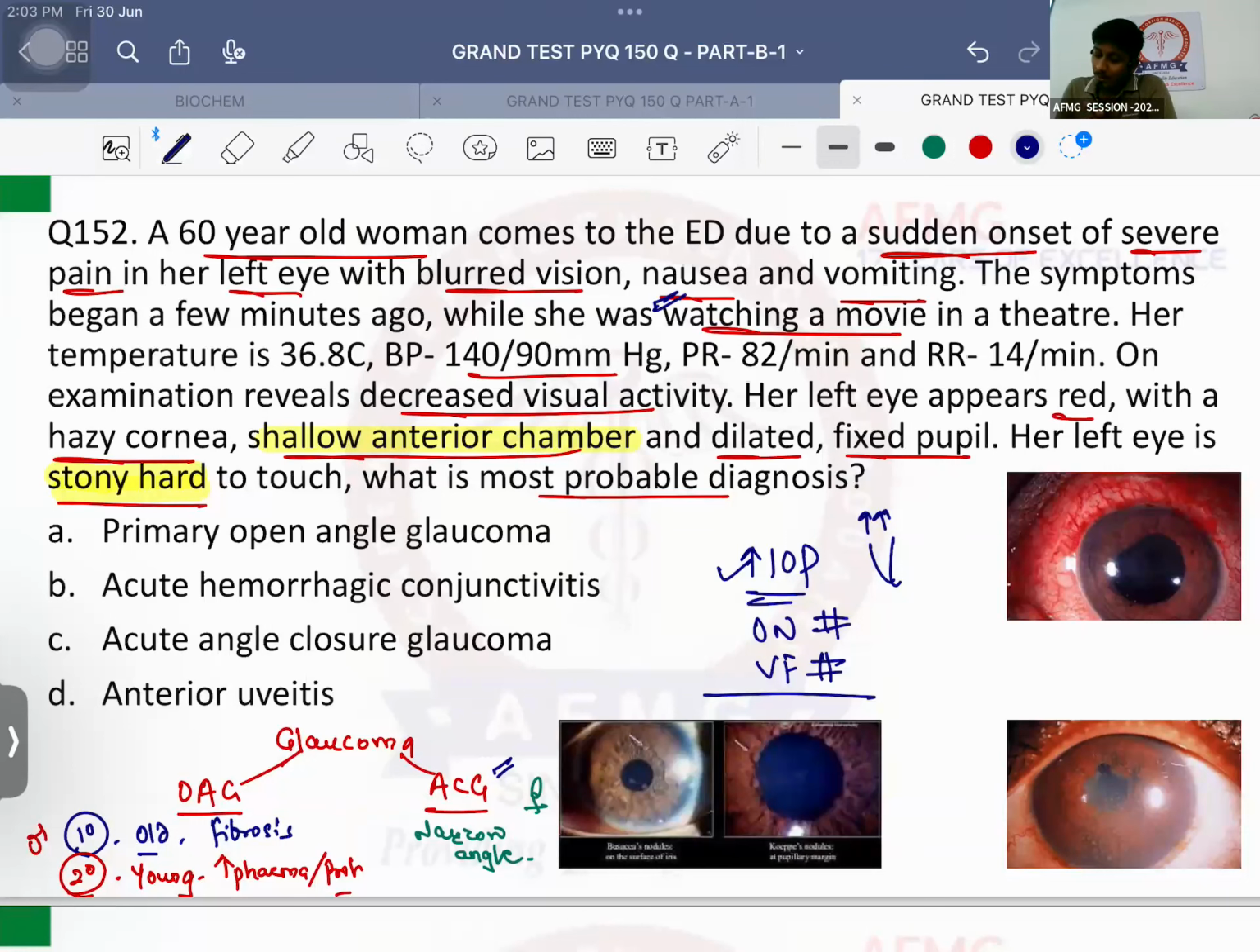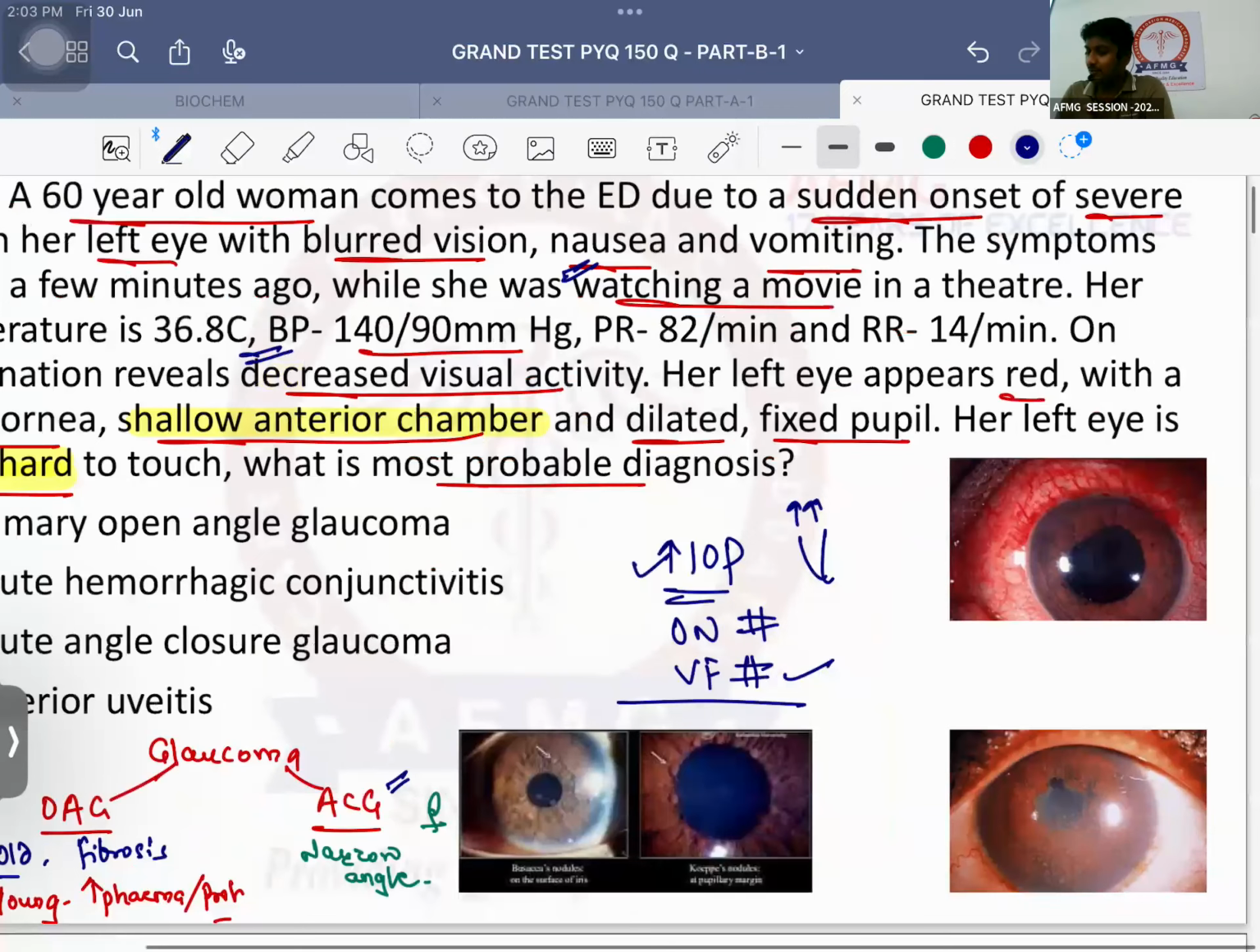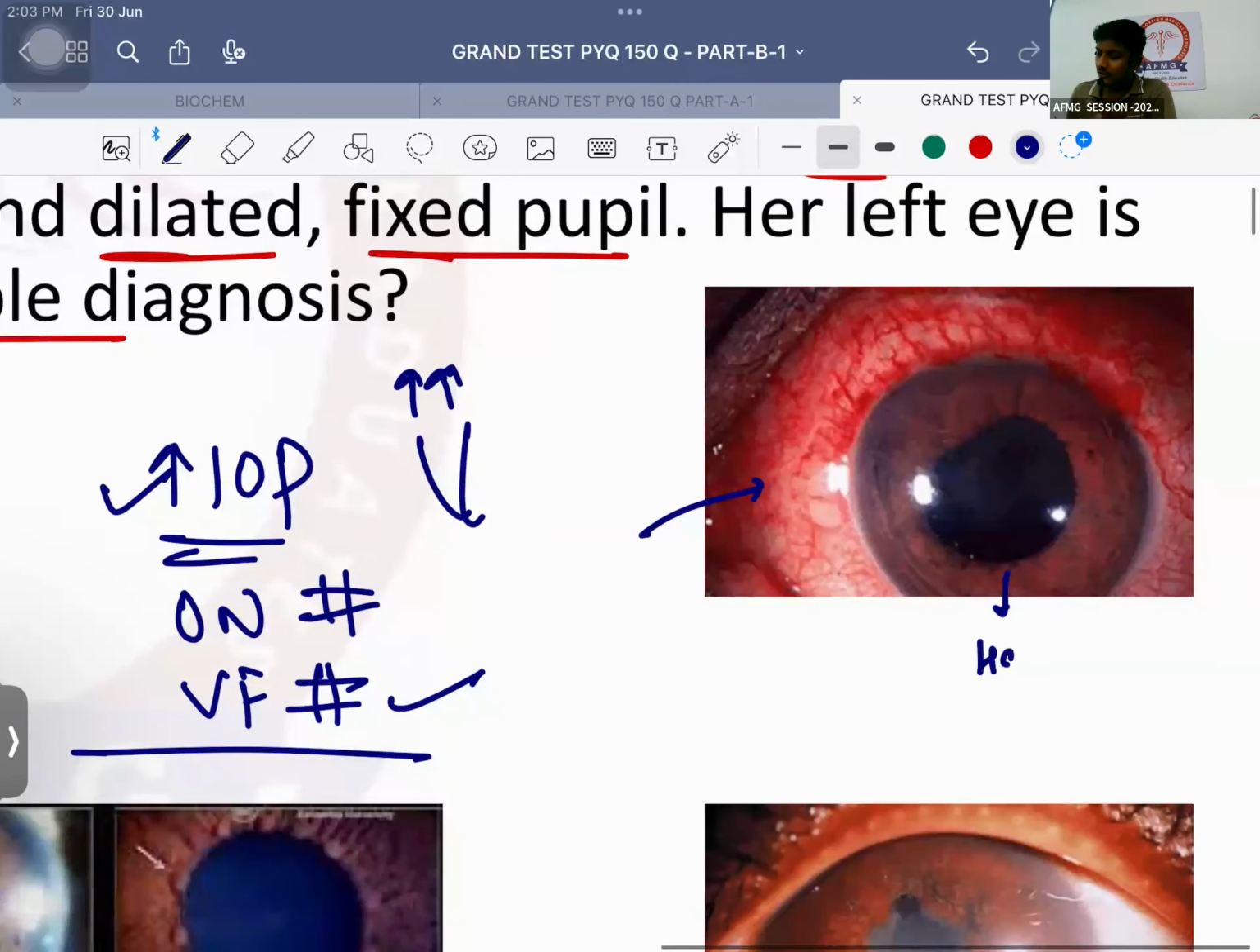ठीक है? Apart from that, you can see there is decreased visual acuity. The visual field defects are definitely present. Her left eye appears red. Okay, there is congestion of the left eye. Can you see? The left eye appears red. There is haziness of cornea. There is a hazy cornea.